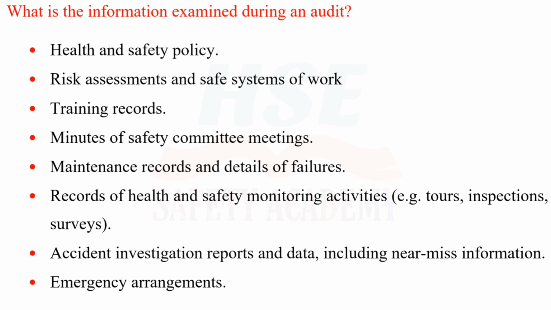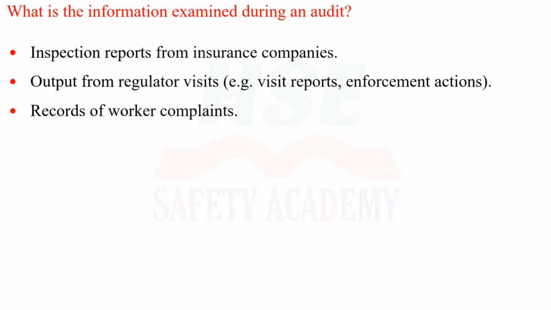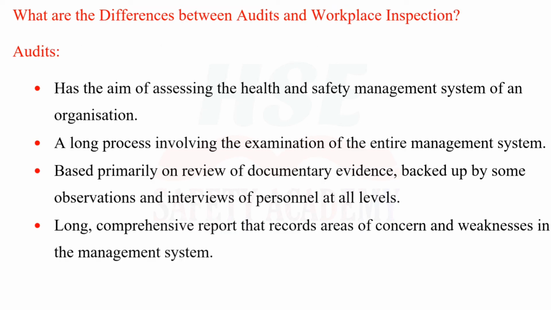Accident investigation reports and data, including near-miss information. Emergency arrangements. Inspection reports from insurance companies. Output from regulator visits, for example visit reports, enforcement actions. Records of worker complaints. What are the differences between audits and workplace inspection?